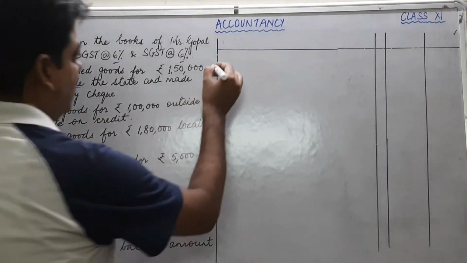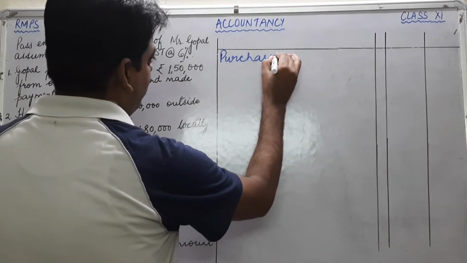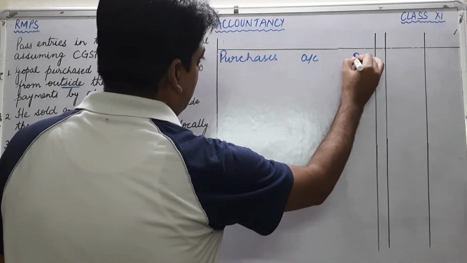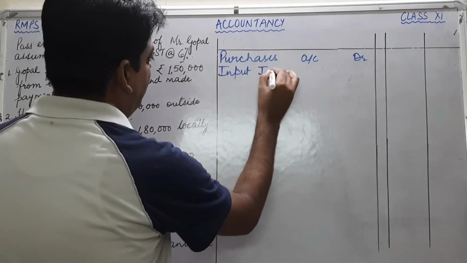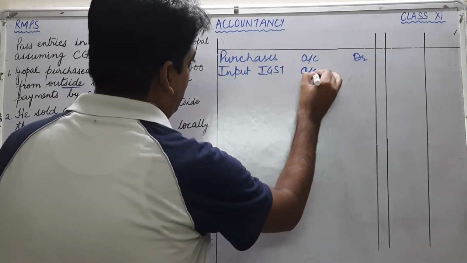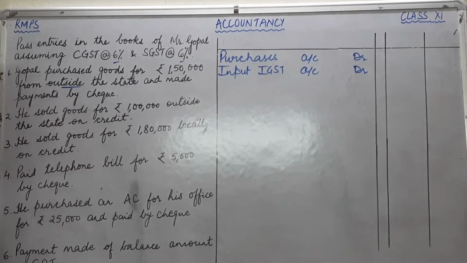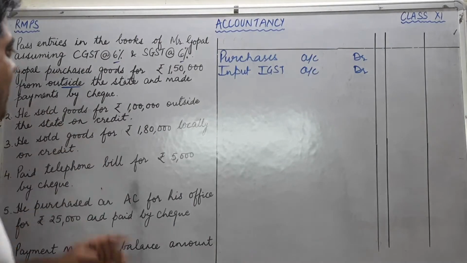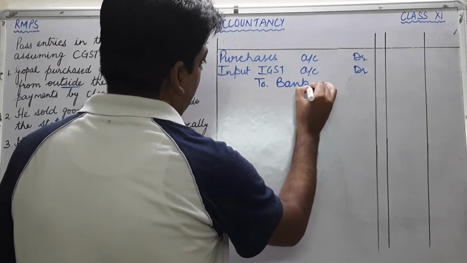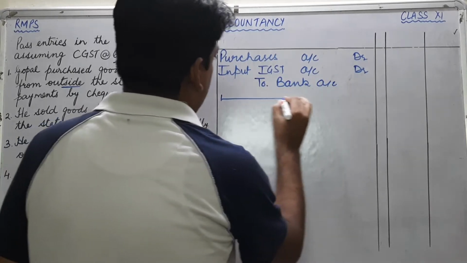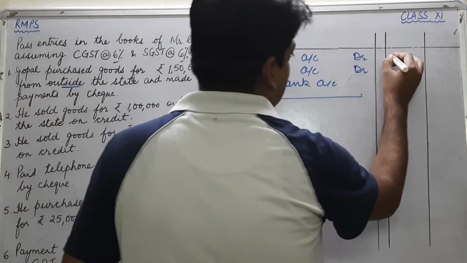So a very simple journal entry will come, that is purchases account debit, input IGST account will be debited, and this is, you can see, cash purchases of goods, and we are paying amount by check. So to bank account, goods purchase and amount paid by check. Purchase price is 1,50,000.